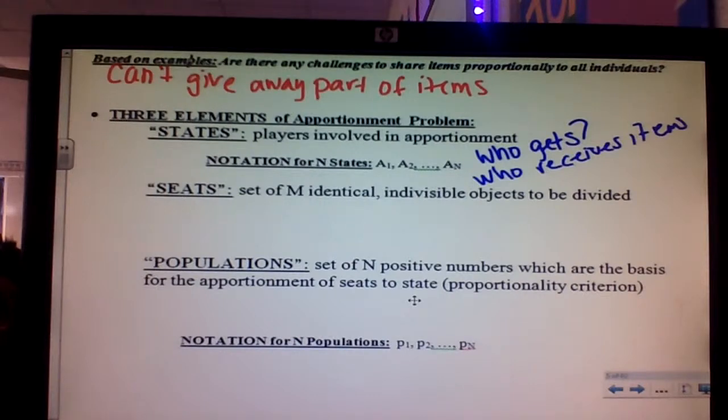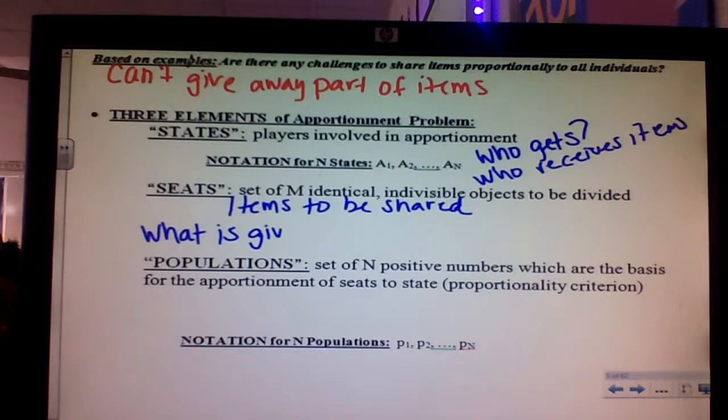The items that they are getting are the seats. The formal definition is the indivisible objects to be divided. So these are the items to be shared. You can ask yourself, what is given? That will help you to identify your seats. What are you giving out?